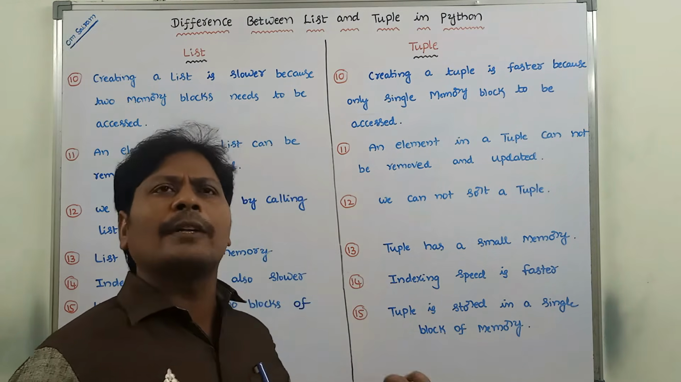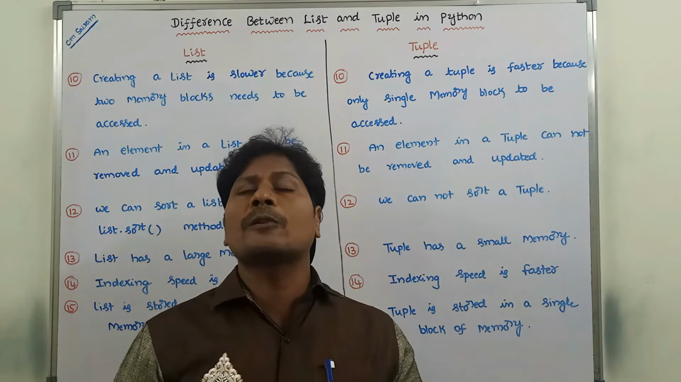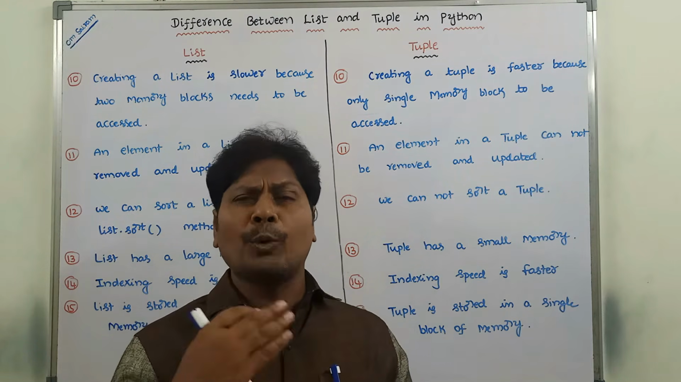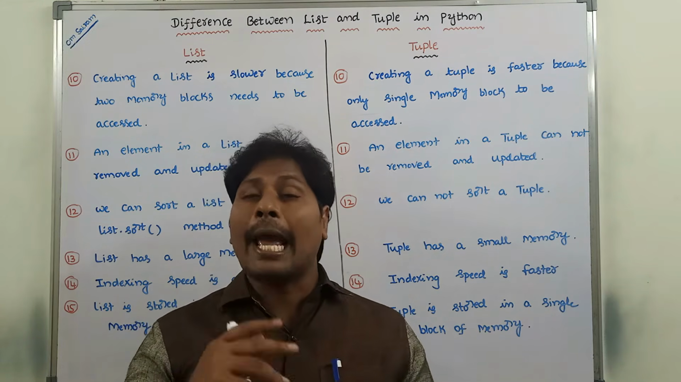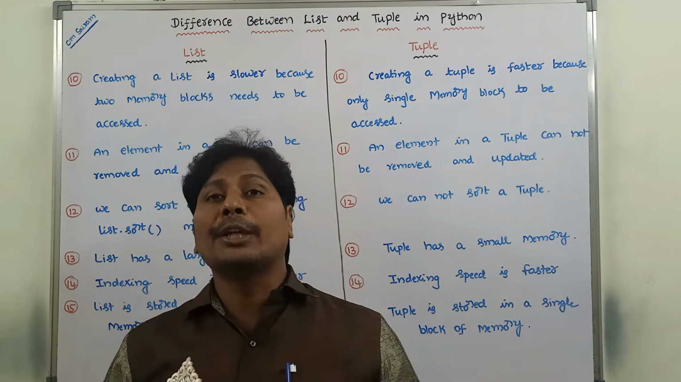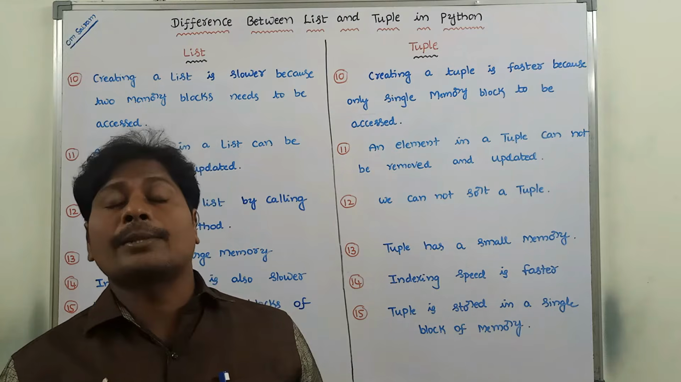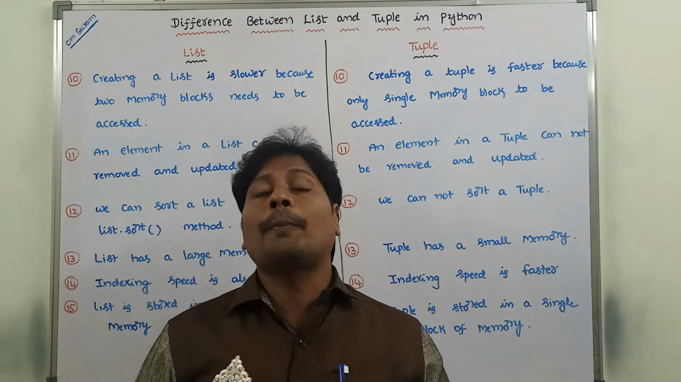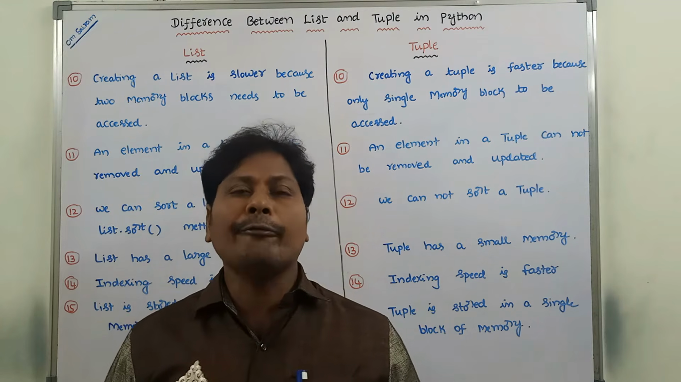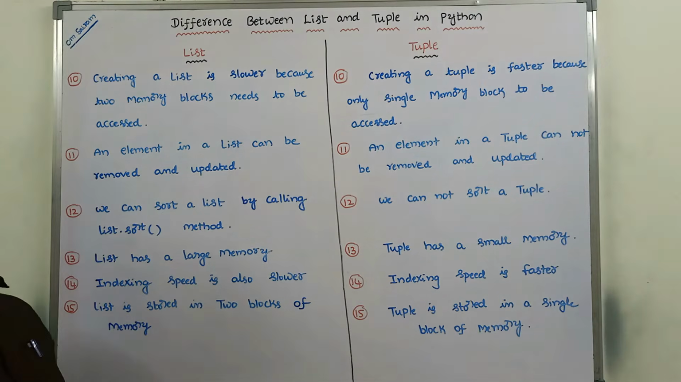Whereas in the case of a list, once a list is created, it is also possible to append an element or extend a list. So because of that reason, we require extra space to store new objects. So that is the reason list uses two blocks of memory, whereas tuple uses a single block of memory. So these are the 15 differences between a list and a tuple.